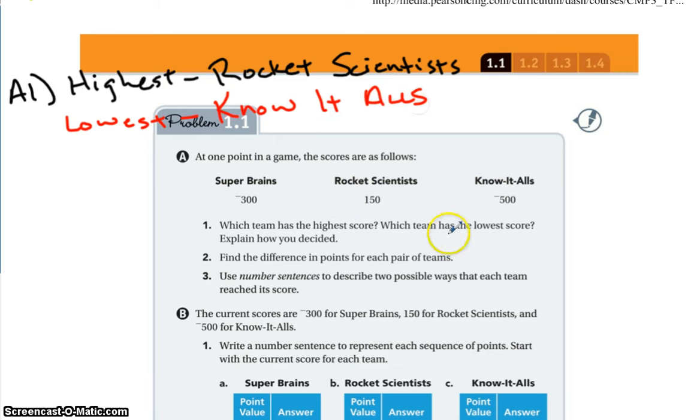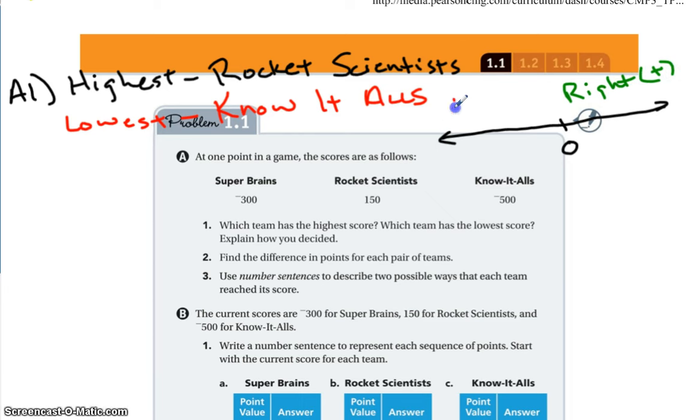Okay. Now, how we decided was I used my knowledge of a number line. So I know that a number line goes on forever in both directions, and 0 is the middle of our number line. So everything to the right side are positive numbers to the right of 0. And everything to the left of 0 are negative numbers. Okay?